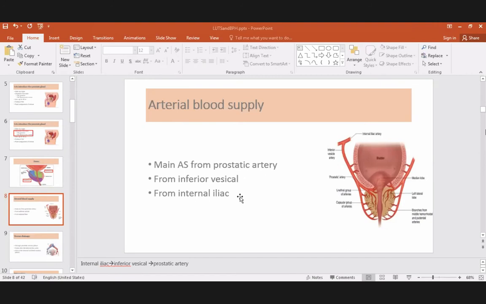Okay, arterial supply comes from the prostatic artery, which is a branch of the inferior vesical artery, which is a branch of the internal iliac artery. And as it has this arterial supply, the same are the venous drainage and the lymphatic drainage also.